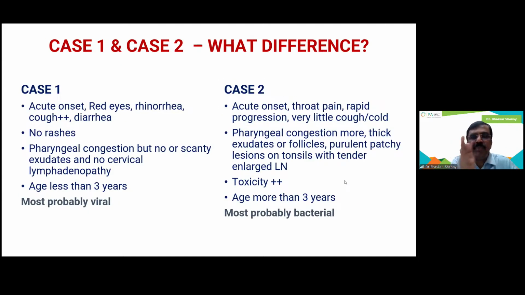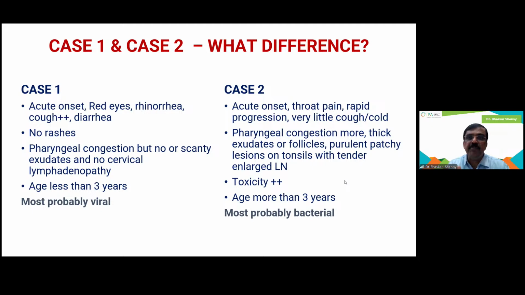So now let me compare these 2 cases. And when you compare, you will get the answer. The first one had acute onset with red eyes and some kind of cough. Pharyngeal congestion was there, but there are no cervical lymphadenopathy or exudates. And age is another thing. Bacterial pharyngitis or sore throat is very uncommon in a child less than 3 years. So most probably the first one is viral.